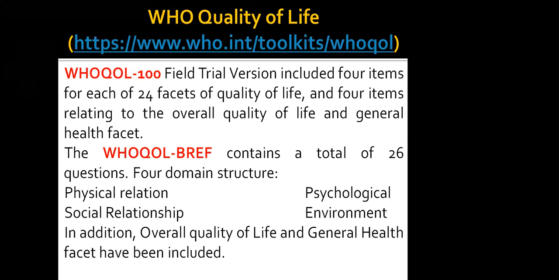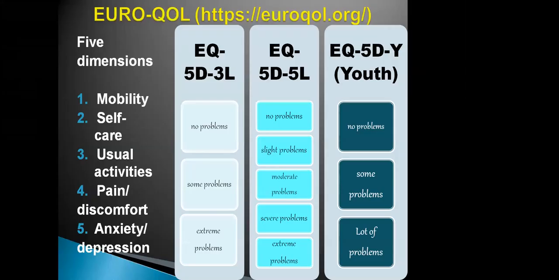Another is the EuroQol quality of life scale. It was developed by the EuroQol group. There are 5 dimensions: mobility, self-care, usual activities, pain or discomfort, and anxiety or depression. The scale has 3 versions: first is the 5D-3L, then the 5D-5L, and the 5D-Y. 5D-3L has 3 levels. All the 5 dimensions have to be scored on the 3 levels.